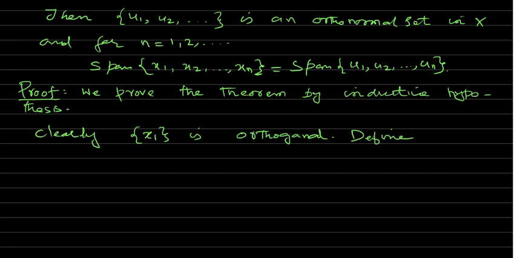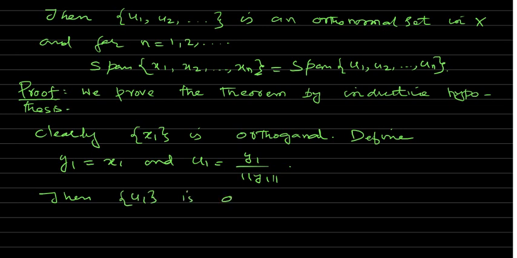Now let's define this y1 is equal to x1 and u1 is equal to y1 divided by norm of y1, then this u1 is orthonormal, and you can see this span of x1 is same as span of y1.